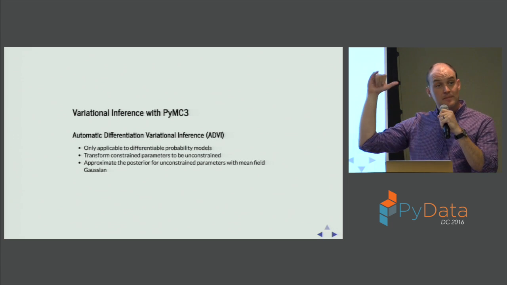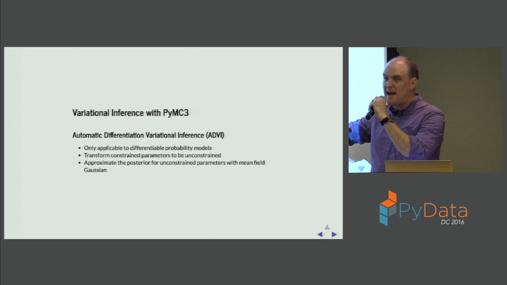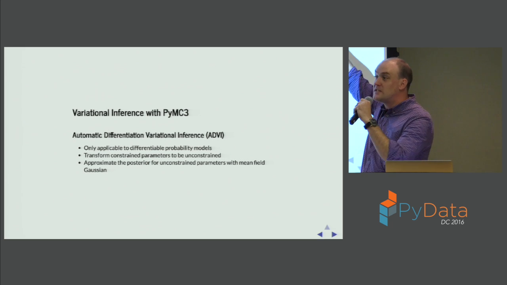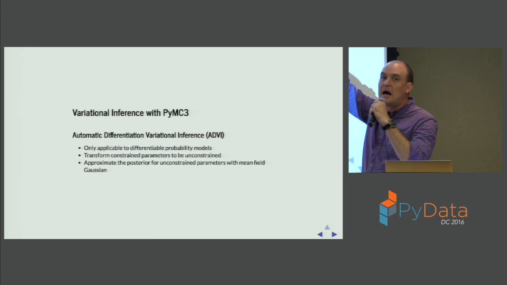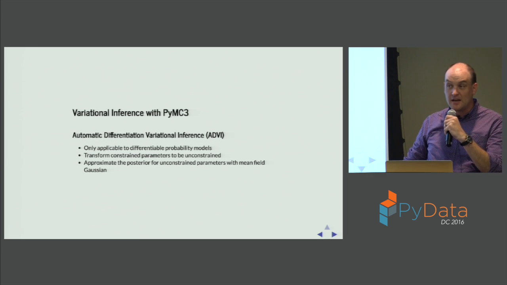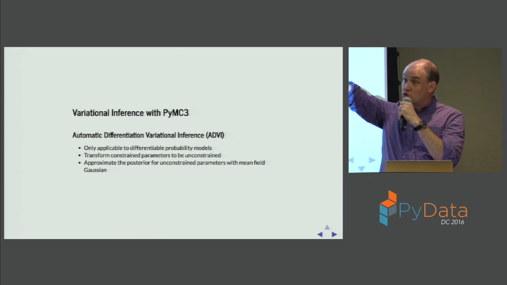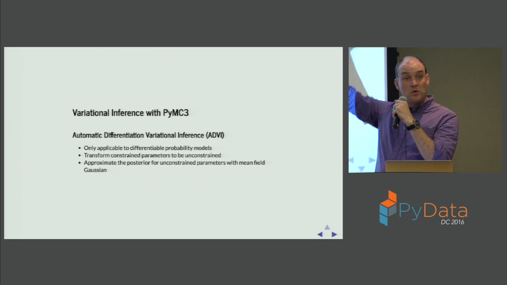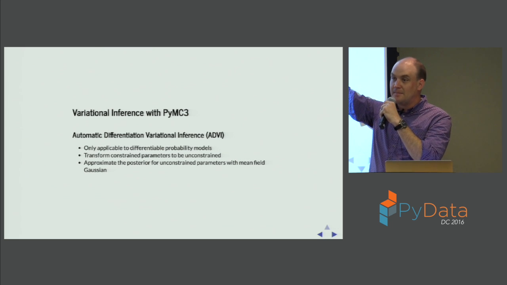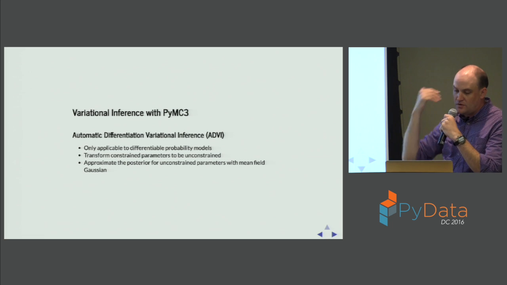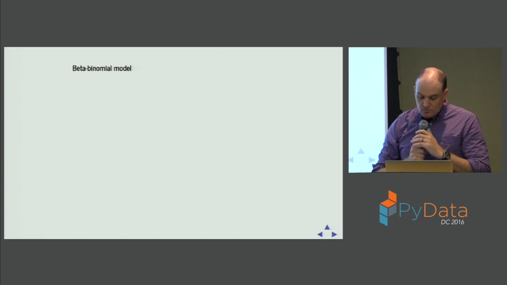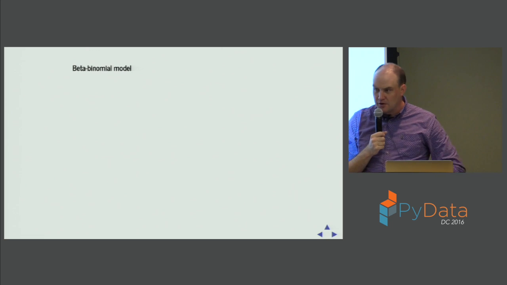What you do is take parameters that have constraints on them, like a parameter that lives in 0, 1, and transform it to live on the whole real line. Log odds transform. I'll show this in a second. Approximate all unconstrained posteriors with the closest normal distribution you can, and then transform back for things you have to. So let's see how the beta binomial model works with this.